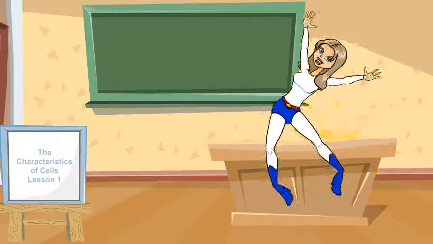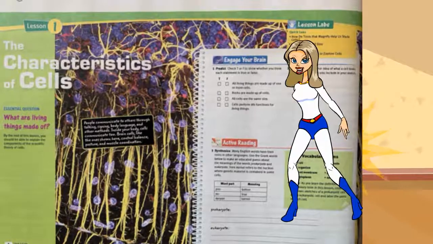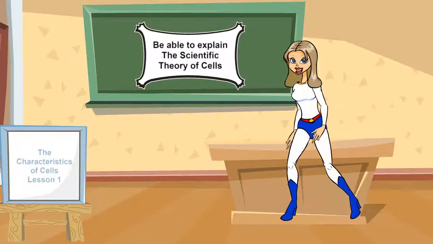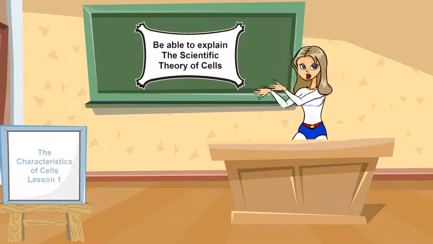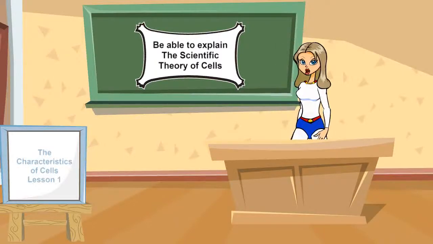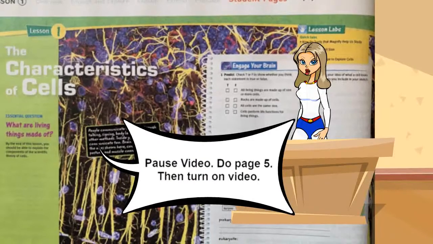Welcome to Lesson 1, the characteristics of a cell. Essential question: what are living things made of? By the end of this lesson, you should be able to explain the components of the scientific theory of cells. Begin on page 5, engage your brain, and do the active reading.